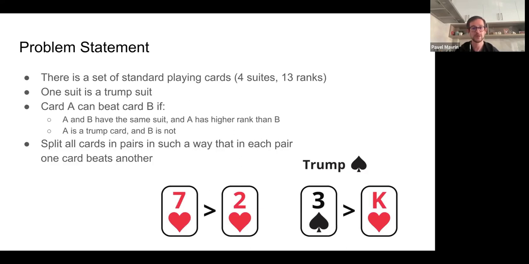And we define some rules for how one card can beat another card. We say that one card can beat another card if they have the same suit and one card has a higher rank, or if one card is a trump card and the other card is not a trump card. So a trump card can beat any other card. And for cards of the same suit, the higher card can beat the lower card. The question was to split all the cards into pairs in such a way that in every pair, one card can beat the other card.